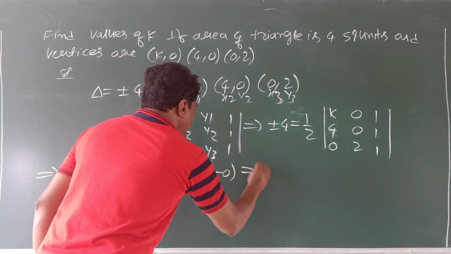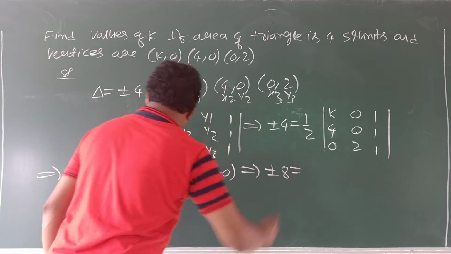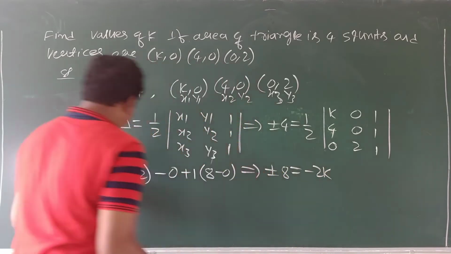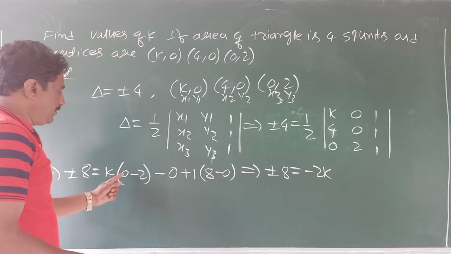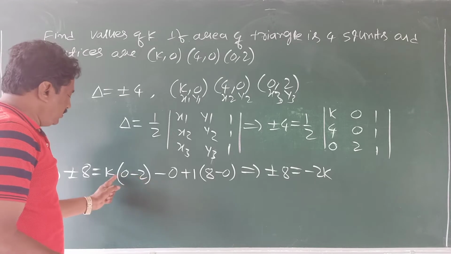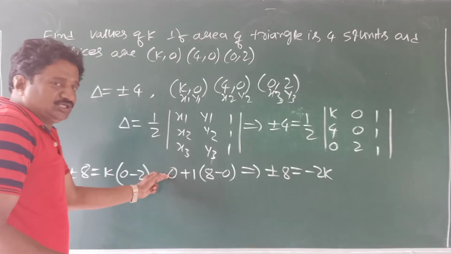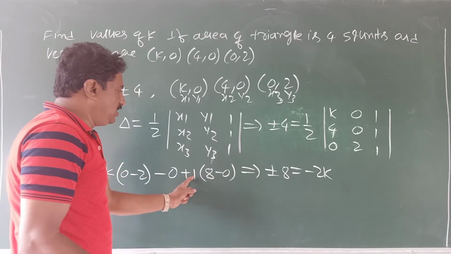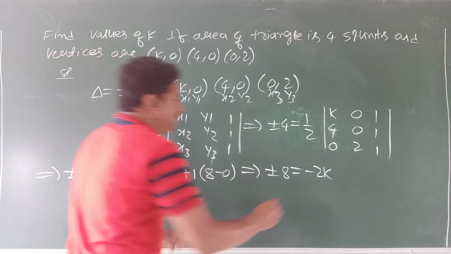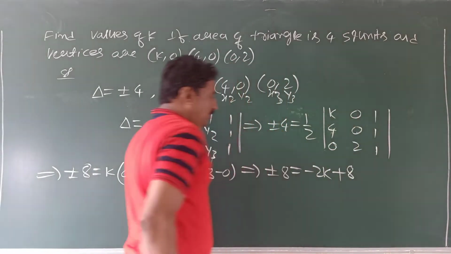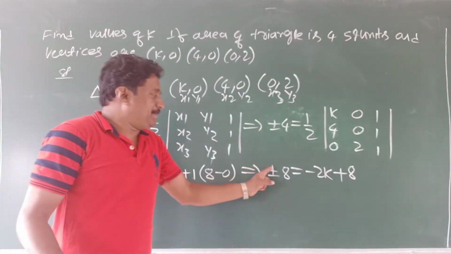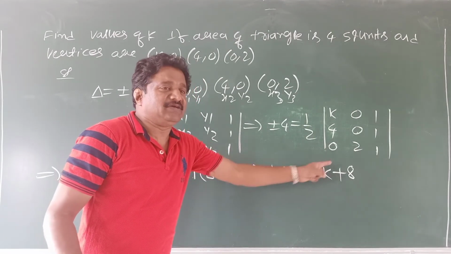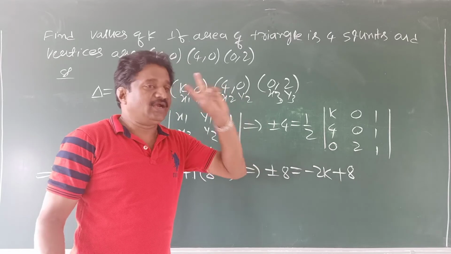That implies plus or minus 8 equals minus 2 into k, that is minus 2k, because 0 minus 2 is minus 2, into k, minus 2k. Leave that 0, need not consider 0. 8 minus 0 is 8. 8 into 1 is 8. It is plus 8. Now, do one thing, students: take the plus equation, find one k. Take the minus equation, find the other k. You will get 2 k values.